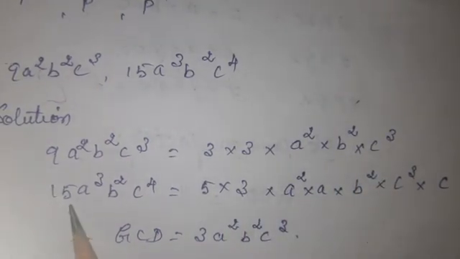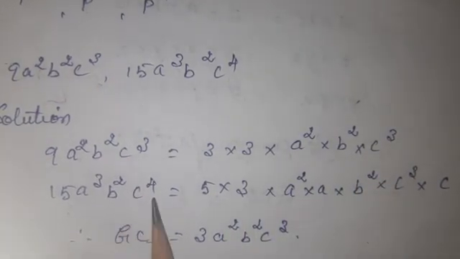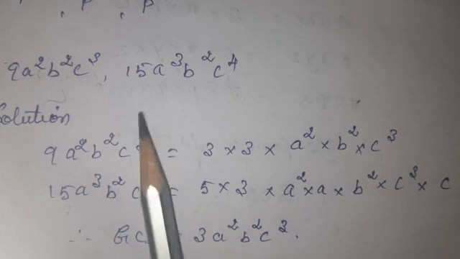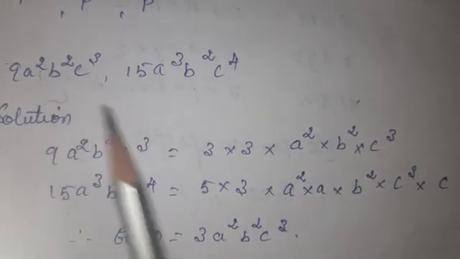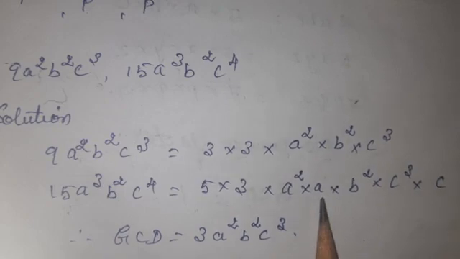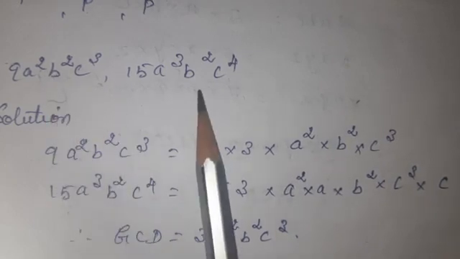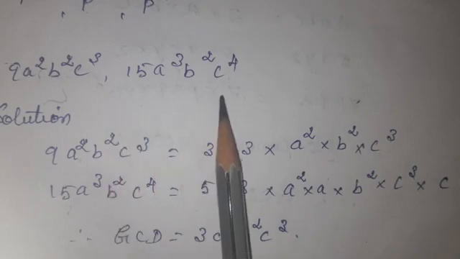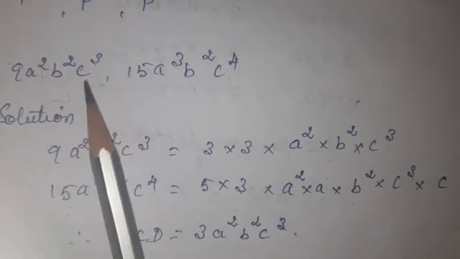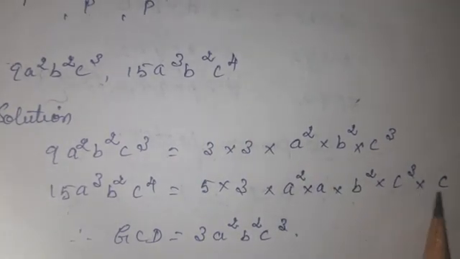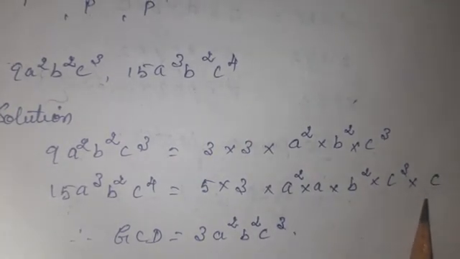Come to the second term, 15a cube b square c power 4. 15 can be written as 5 into 3. 5 3s are 15, no. So 5 into 3 into a cube. Here the lowest is square, no. So I write a square into the remaining a power 1, written as a. Then b square, both are the same, I write the same b square into c power 4. Compare this one, it is cube, this one is power 4. So c cube into c power 1, written as c.